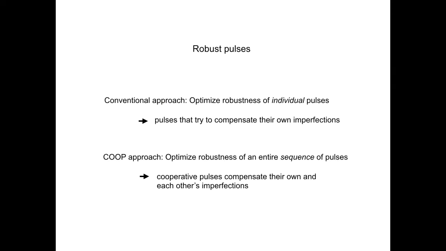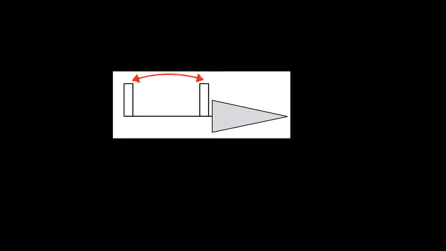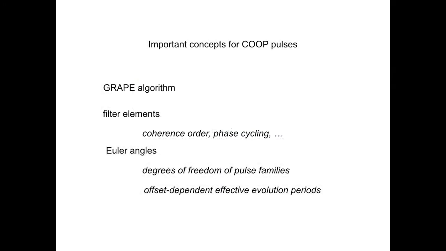So basically you can think of conventional composite or optimal control pulses as pulses that try to compensate their own imperfections. Now in the cooperative pulse approach, we optimize the robustness of an entire pulse sequence. And so the pulses are supposed to not only compensate their own imperfections, but actually they don't need to be perfect. They can also compensate each other's imperfections. One example is the Ramsey experiment that we will look at.